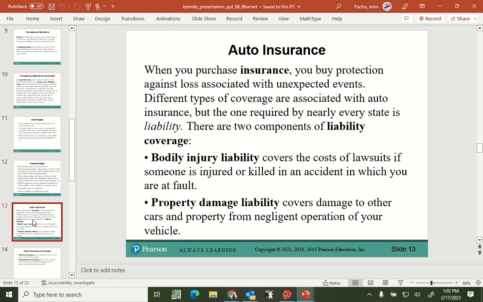Liability coverage doesn't cover you if you get hit by someone that doesn't have insurance. That's a lot of people around here. Basically, liability only covers you if it's your fault. But that's the minimum requirement. They say minimum, but it doesn't mean that everyone has to have it, because some people are driving around with no license, no insurance.